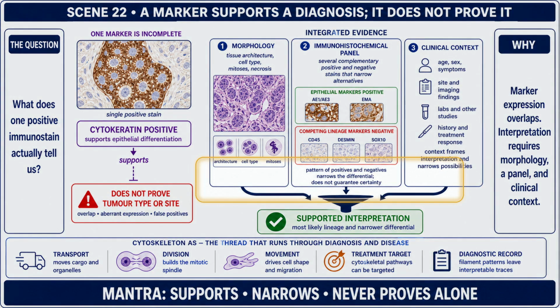These three streams enter the same reasoning funnel. The result is a supported interpretation, the most likely lineage and a narrower differential. It's stronger than one stain, but it is still evidence rather than mathematical certainty. That closes our first major cytoskeletal arc. The same system has moved cargo, built the spindle, driven migration, created treatment vulnerabilities, and preserved a diagnostic record. Keep the rules simple. A marker supports, a panel narrows, and neither should be allowed to prove a diagnosis alone.